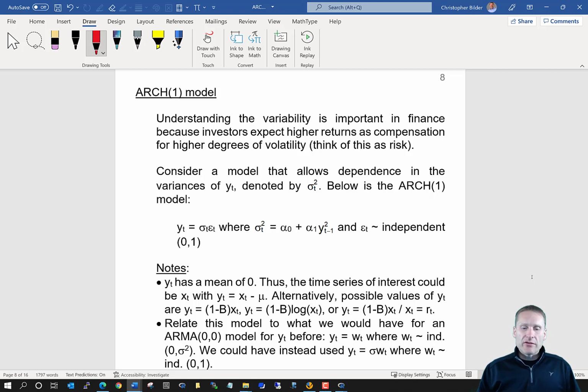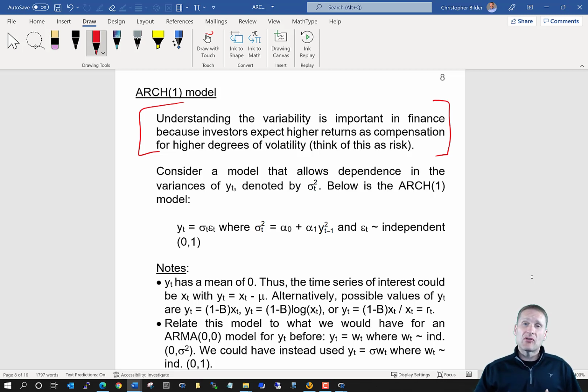To begin with introducing an ARCH model, we're going to look at an ARCH(1) model. Kind of a big picture here: why is understanding variability important? Well, in finance especially, and this is where these kinds of models tend to be most used, variability is typically associated with risk. The more a particular stock price varies, the more risk there is associated with investing in that company. The less variability, the less risk, because you are more certain about what's going to happen with that stock price. So variability equates to risk in investment. Investors expect to be compensated for taking on higher degrees of risk.